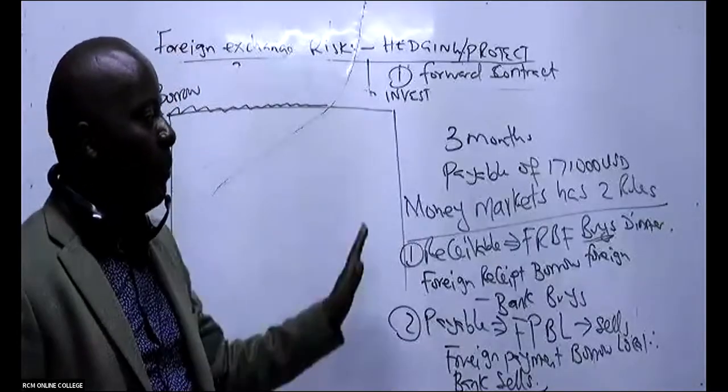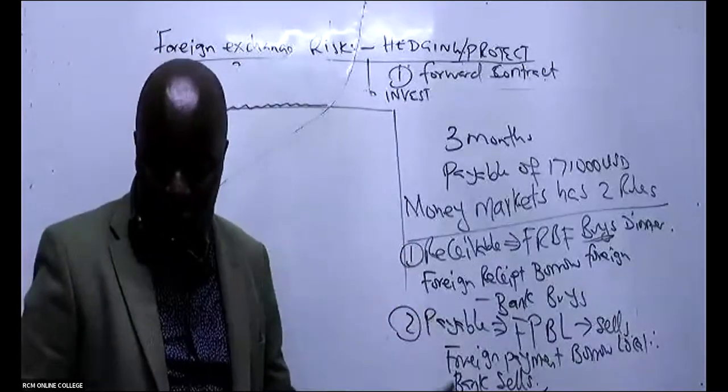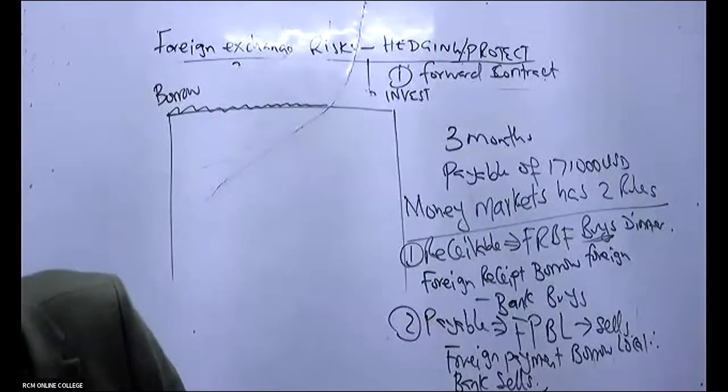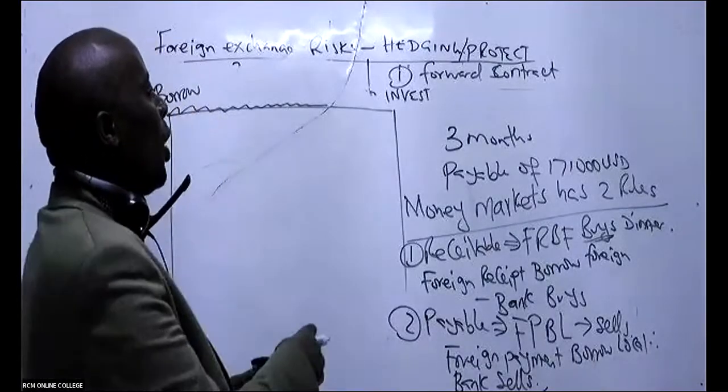The other thing, money market rules, ladies and gentlemen, there are 2. So you must identify which rule are we using here.